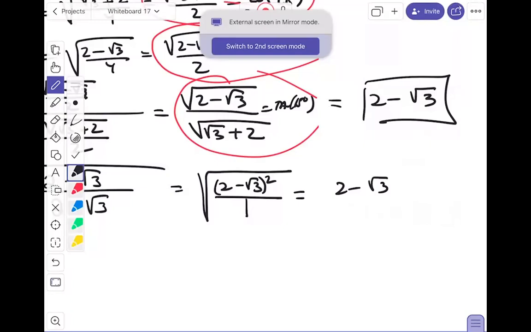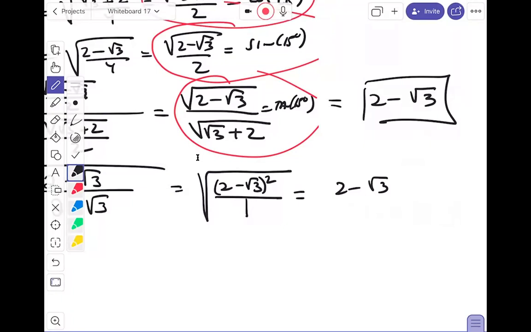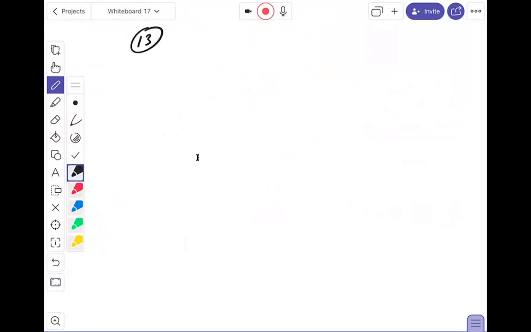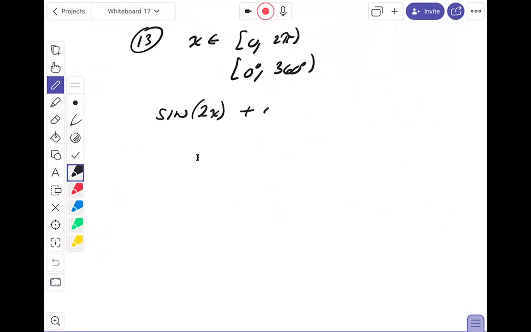Okay, what do we do? We got up to problem, just to remind you, and again, I'm looking at the notes again. You should be looking at this as well. We're up to problem 13. All right, so let me put that down for you. And 13, they want me to solve for x, and the x is on an interval between 0 and 2 pi. That's like saying it's between 0 degrees and 360 degrees. All right, now what is it? It's sine of 2x plus cosine of x is equal to 0.